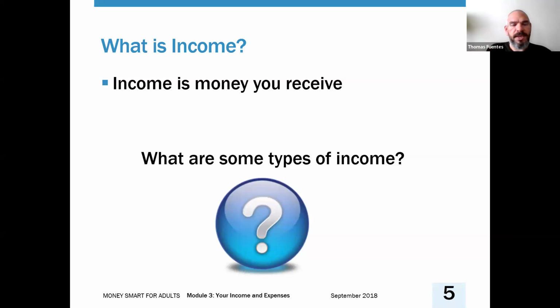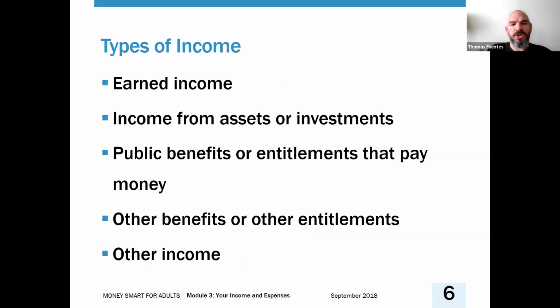But yeah, there's several different types of income that we can identify, right? There's earned income, income from assets or investments, public benefits or entitlements that pay money, other types of benefits or entitlements. So basically, earned income is income earned from working, wages from jobs, from tips, from contractual work, or through self-employment. Maybe you're an entrepreneur.